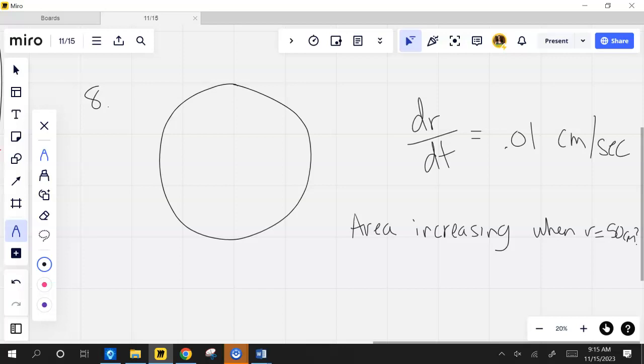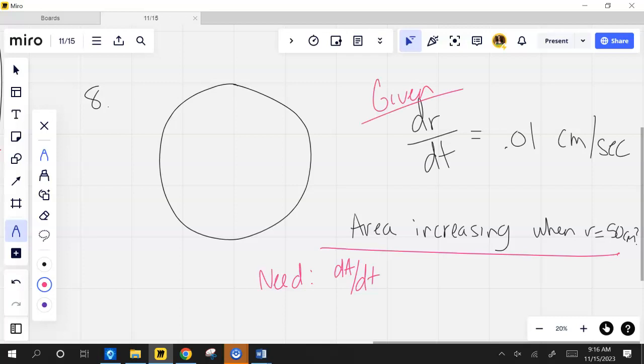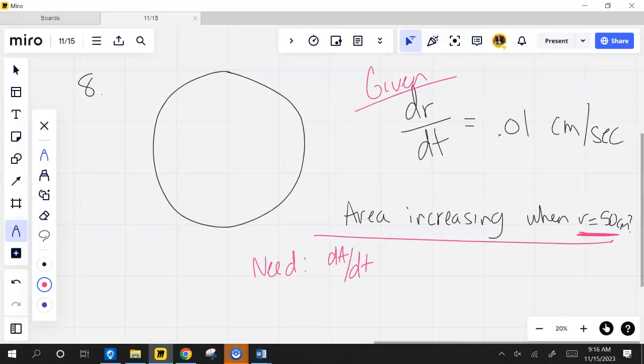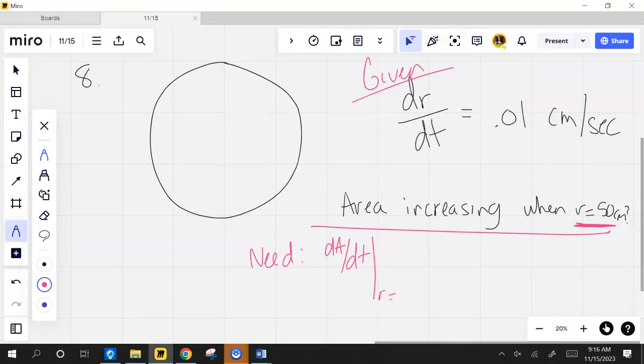What is the question? That's what we have to determine first. What is it we're trying to find? If they say at what rate is the area increasing, that's the derivative of the area. So what do I need to find? dA dt. What was I given? I was given dr dt. And I know when, so I'm trying to find dA dt when r equals 50.